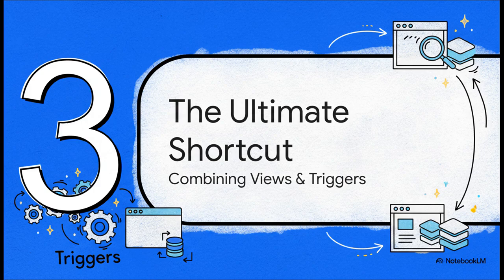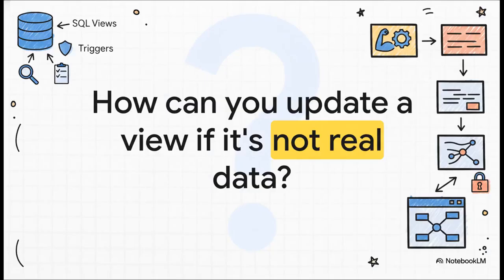Okay, so this is where things get really, really clever. We've got automated reflexes with triggers, and we have these simplified windows into our data with views. So what happens when we combine them? But hold on. First, there's a bit of a puzzle to solve. If a view is just a virtual table, basically a saved query, how in the world can you modify it? I mean, trying to update a view is kind of like trying to edit the name on a desktop shortcut and expecting the actual program to be renamed. It just doesn't work like that, right?